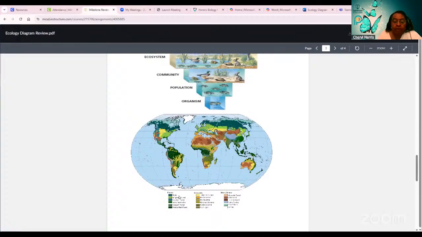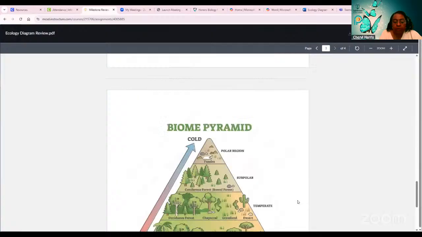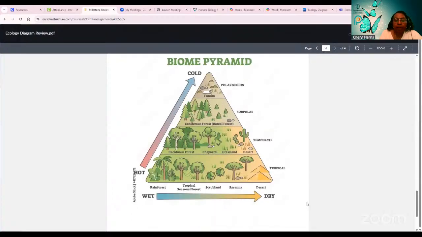So you have terrestrial ones, you have grasslands. So these are by temperatures. The greener it is, the more tropical, warmer it is. Then we get kind of springtime kind of areas, which are grass and deserts. And then you get to extreme ones that are either extremely hot or extremely cold. And this is a biome pyramid.